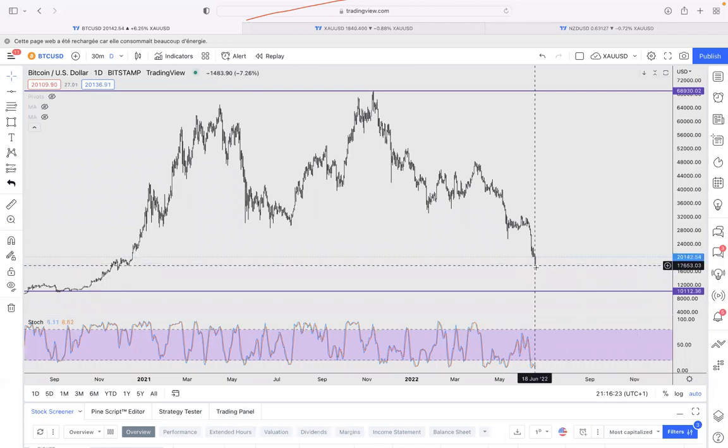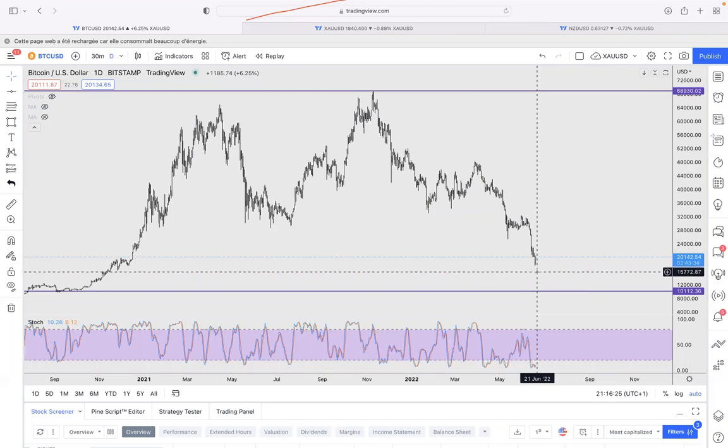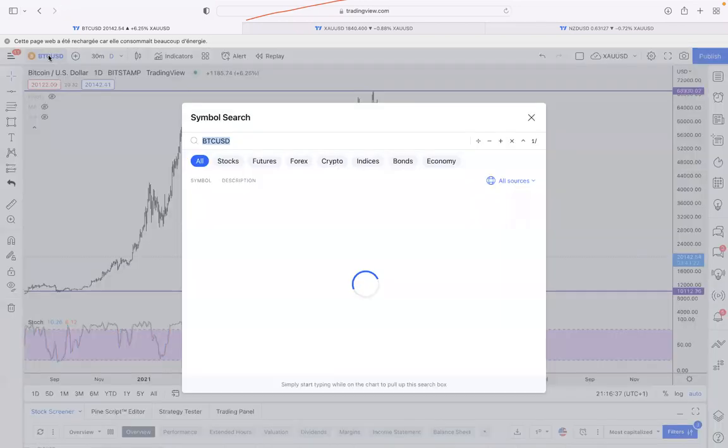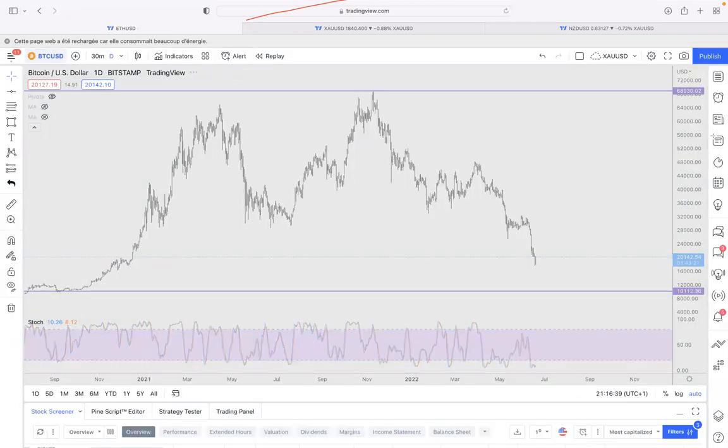I won't necessarily wait to that level, but even if it goes to 15,000, I will make 25% return if I buy back. You know what I mean? So it's a really good time to cash out your Bitcoin and then buy again. That's for Bitcoin. Now, let's take another pair, okay?